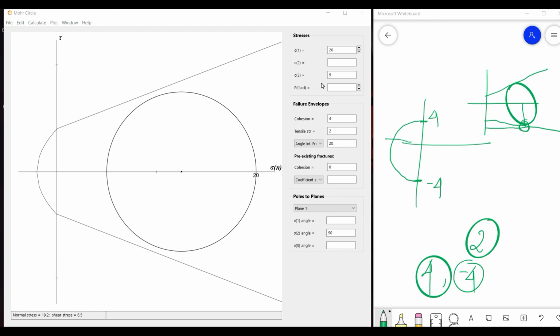In the next video, we will discuss how we can fracture or fail a particular plane by giving some amount of stress, like increasing sigma 1 or decreasing sigma 3, or some other factors that can contribute to the failure of the plane. So we'll discuss that in the next video.